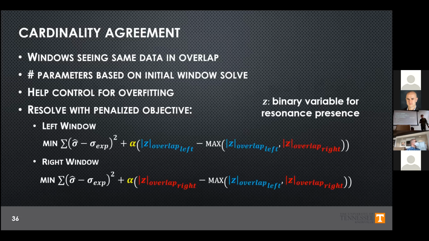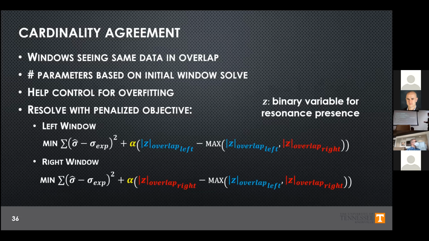So how do we actually end up doing this? We can see we're going to keep our same squared error term that you guys had seen before in the objective, but now we're going to penalize that squared error by the disagreements in the number of resonances that are present. So this alpha value is our penalty that we're able to choose the value for. And then this z is our binary variable that represents how many resonances are present.